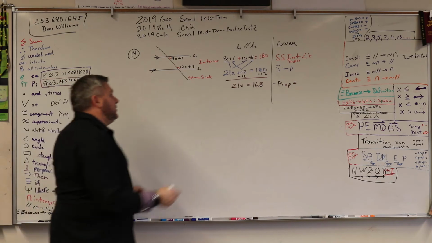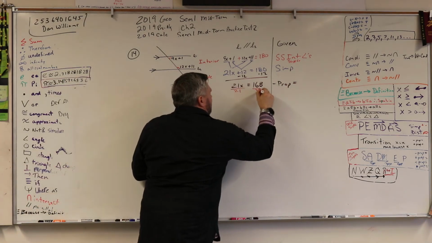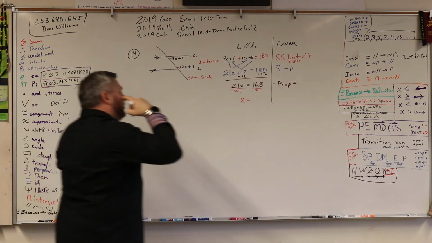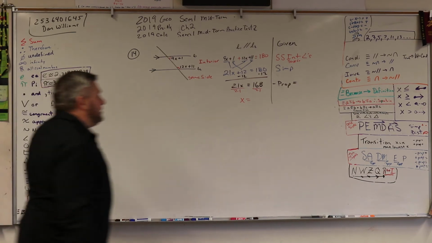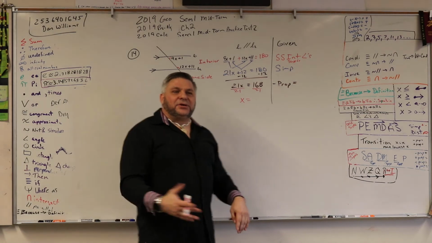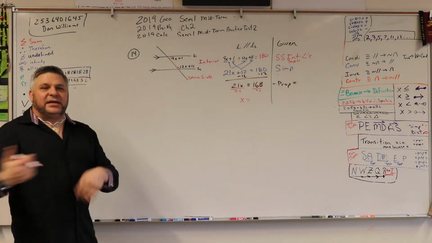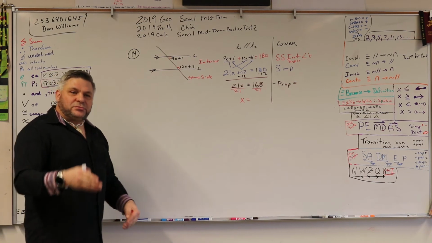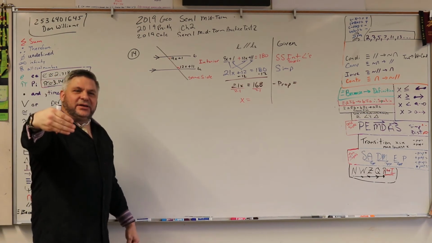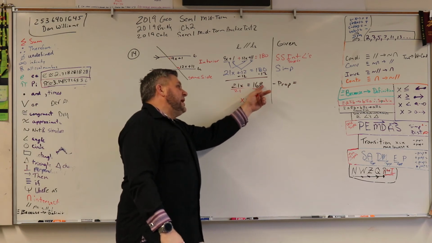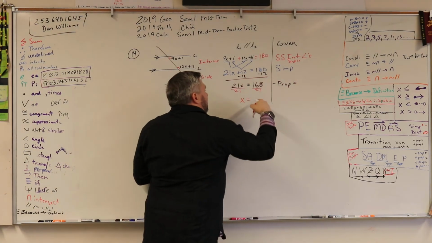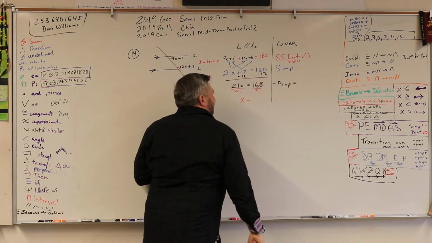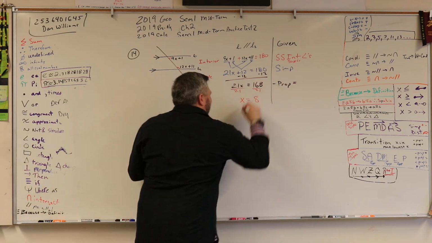Divide. Good. Divide by 21. Now that one's going to be a little difficult, but think about how many times 20 goes into 160. 8 times, right? So 8 times 21 is actually 168. 8 times 20 is 160, and 8 times 1 is 8. So 8 and 160 is 168. So it goes in there 8 times. Thank you.